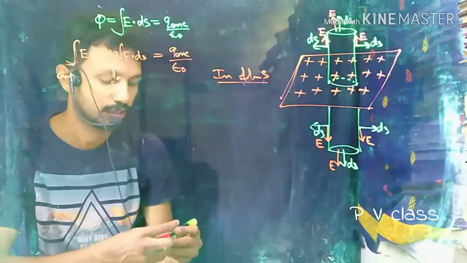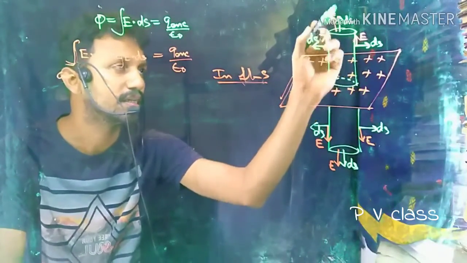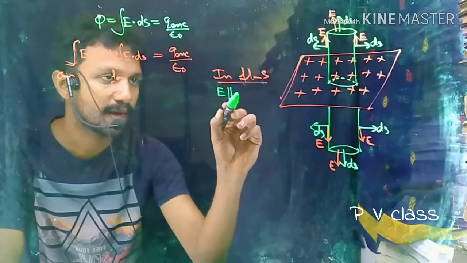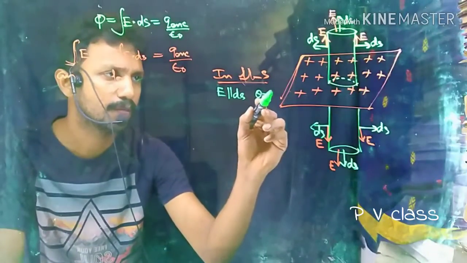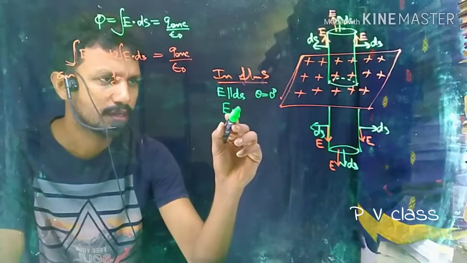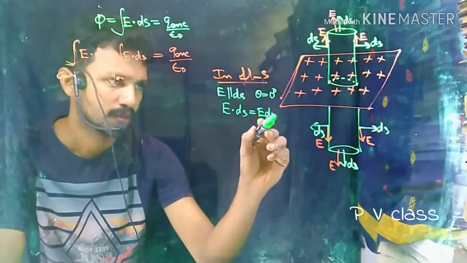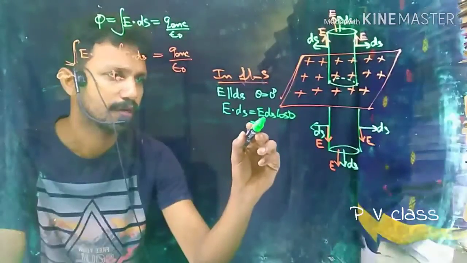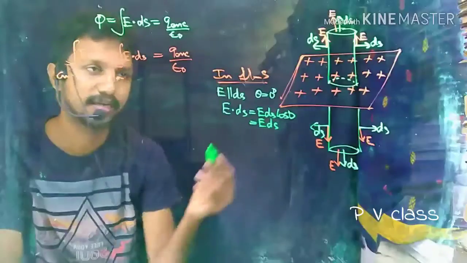Let's analyze the situation. On the two flat surfaces, we could clearly see that electric field intensity and area vector are parallel. Therefore, E is parallel to ds on the flat surface. Therefore, the value of theta will become 0 degree. If theta is 0 degree, E dot ds will become E ds cos 0. The value of cos 0 is 1. Therefore, it will become E ds. Clear? In the flat surface, E dot ds is becoming E ds.